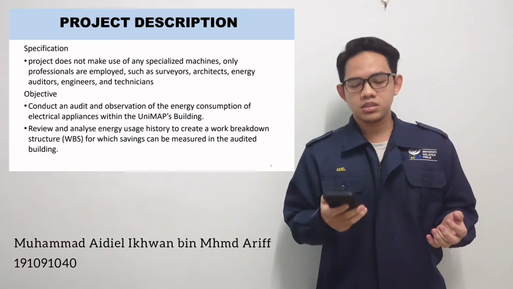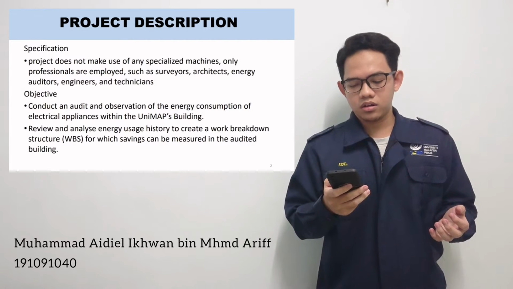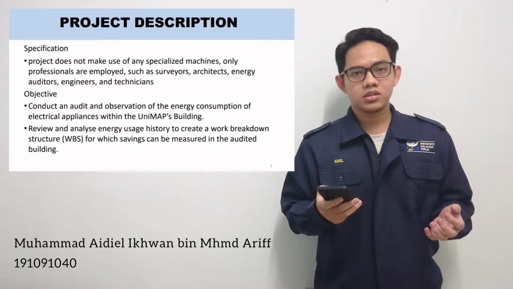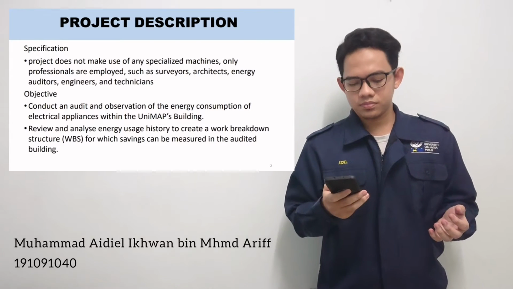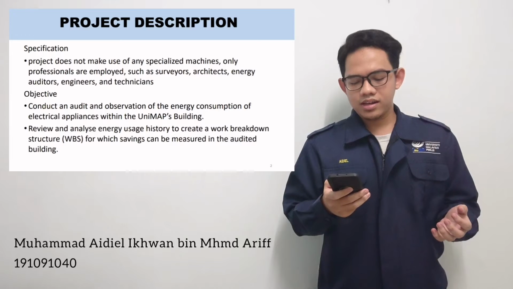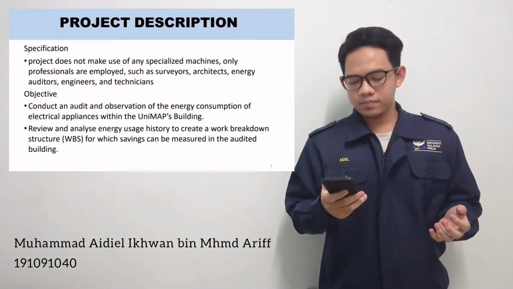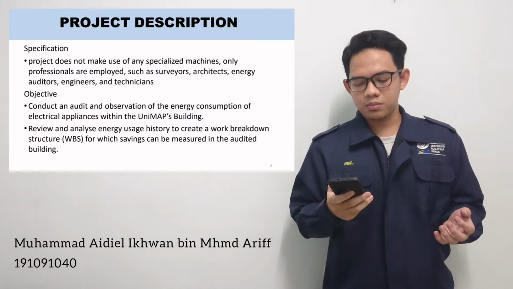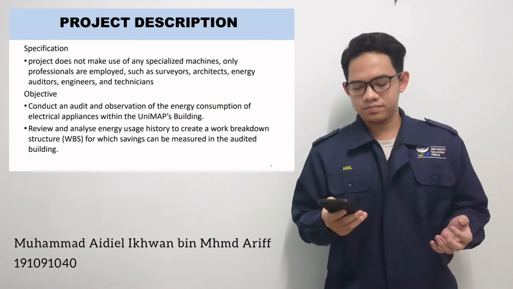For the objective, this project is to conduct an audit and observation of the energy consumption of electrical appliances within the Unimap's building, and to review and analyze energy usage history to create a work breakdown structure (WBS) for which saving can be measured in the audited building.